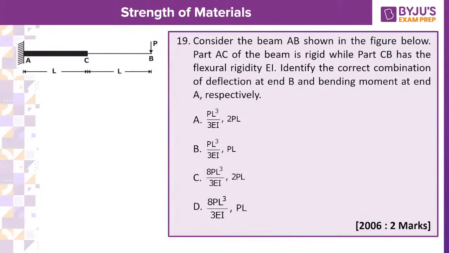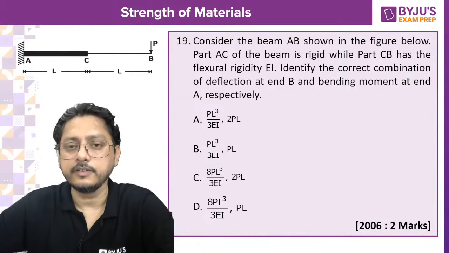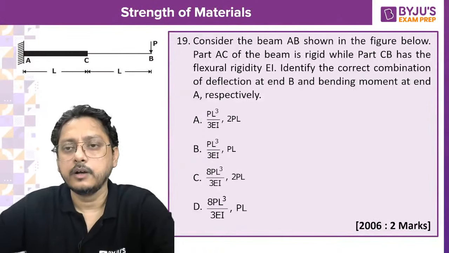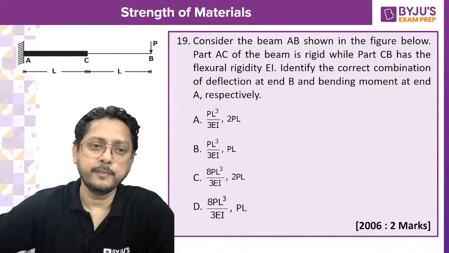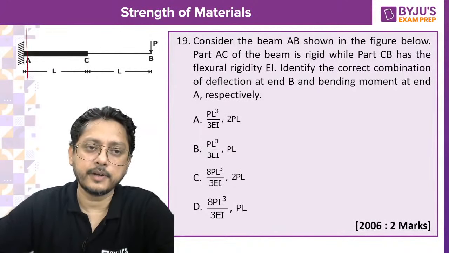Then consider the beam as shown in figure. Part AC of the beam is rigid, while part CB has the flexural rigidity EI. Identify the correct combination of deflection at end B and bending moment at end A. Bending moment at A. What is the definition of bending moment?